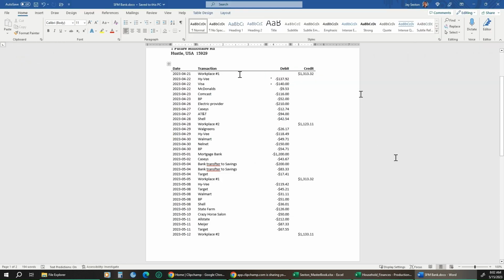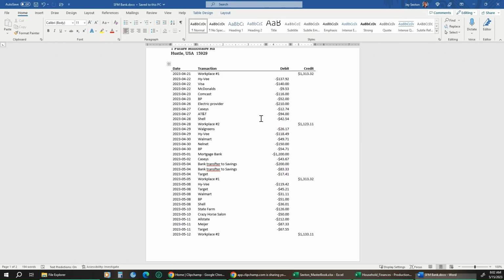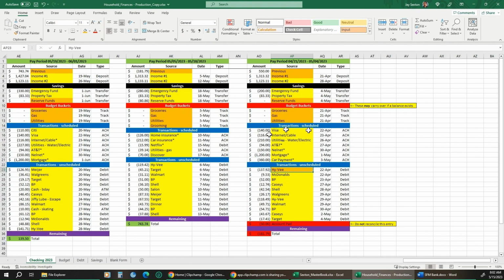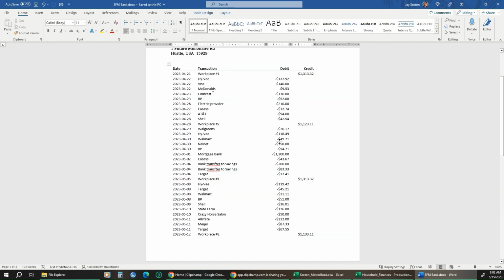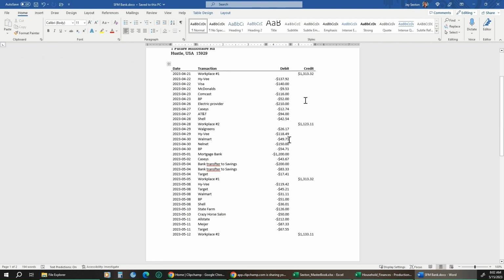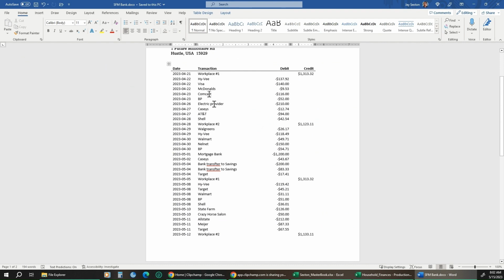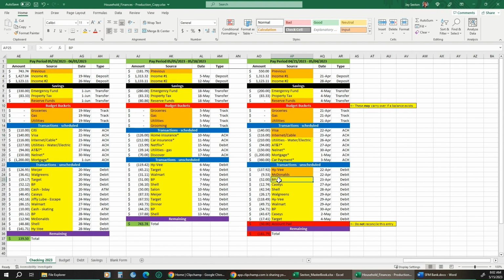So then I have 4/22 at Hy-Vee for 137.92. I should go down here and find that 137.92. Yep, there it is. And Visa 4/22 for 140. Visa 140, 4/22. Yep, got that one. And then I'm just going to go on down the line. McDonald's 9.53 on the 22nd. Yep, got that one. And this is the whole process right here. Comcast 116 on the 23rd. That's my internet and cable, so that's correct. BP 52 on the 23rd. I see BP 52 on the 23rd.